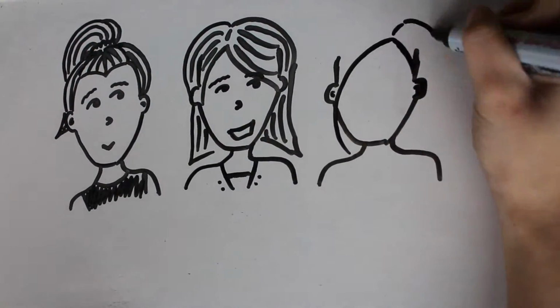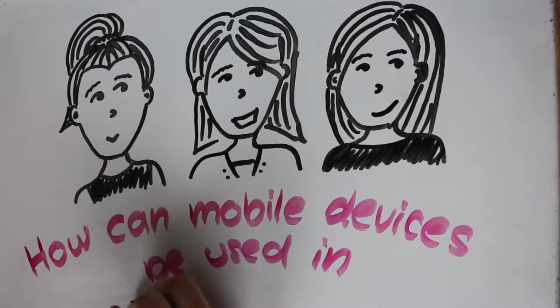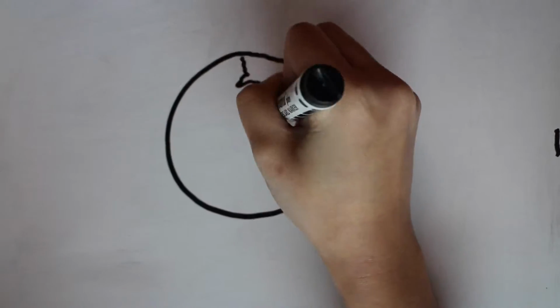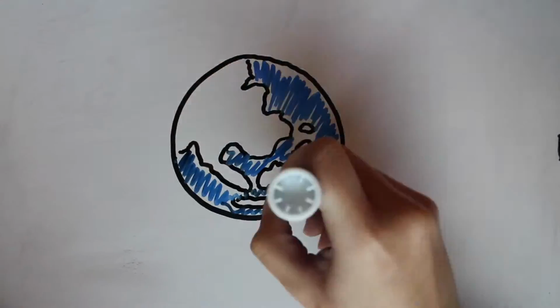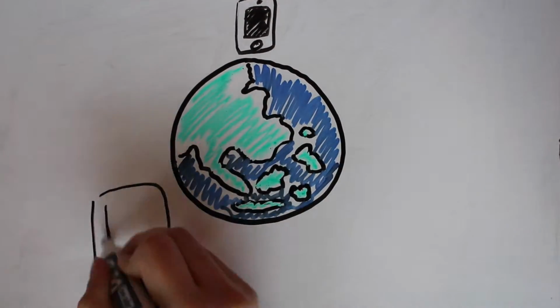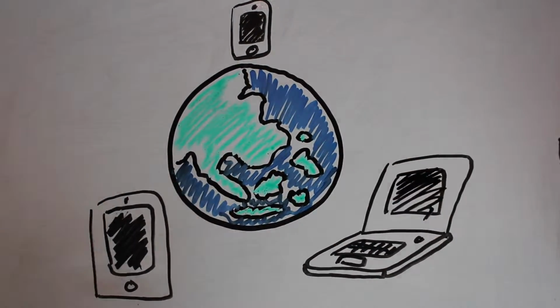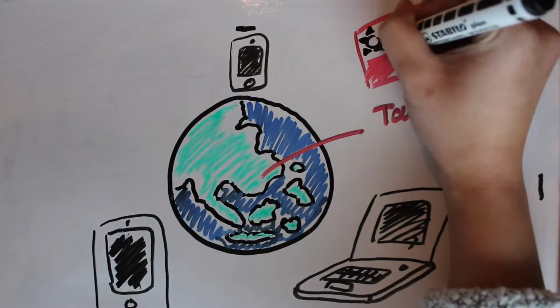And I'm Winnie. Today, the title of this video is How can mobile devices be used in education? Today, there are so many types of mobile devices used all around the world, such as smartphones, tablets, and laptops. But before that, let's start with how it has been used around the world, in elementary school all the way to university. First up, Taiwan.